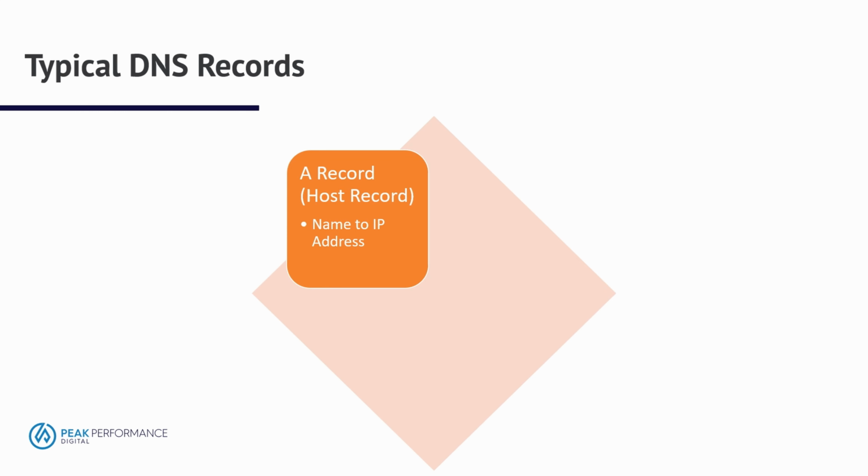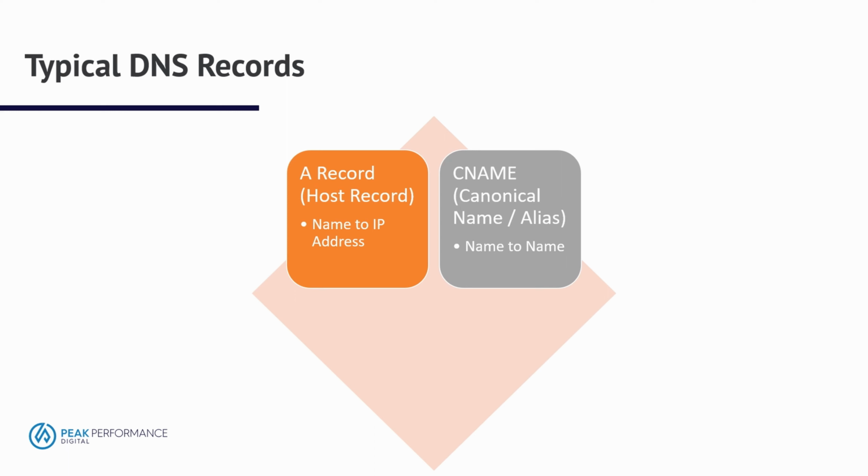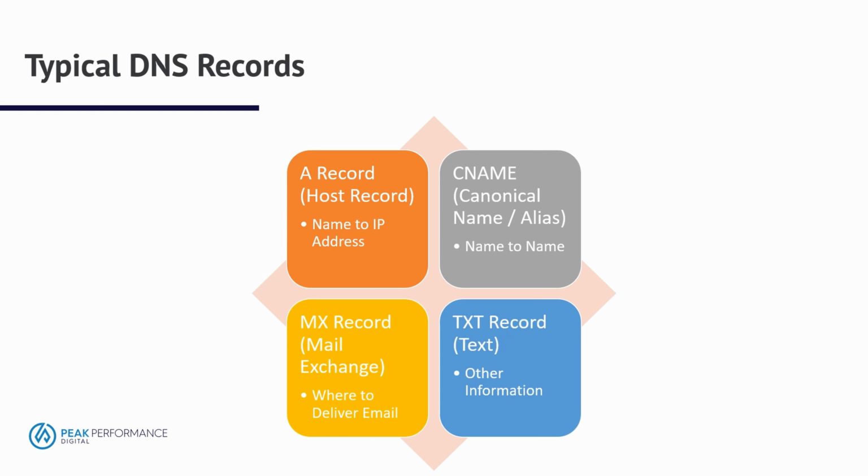When it comes to DNS records, there are 4 main types that you need to be familiar with, although there are a lot more out there. First, there's the A record, or the host record, and that's what translates domain names to IP addresses. CNAMEs, which are also known as canonical names or aliases, translate a domain name to another name. An MX record, or mail exchange record, says where to deliver email for a particular domain. And a TXT, or text record, delivers miscellaneous information to the internet.